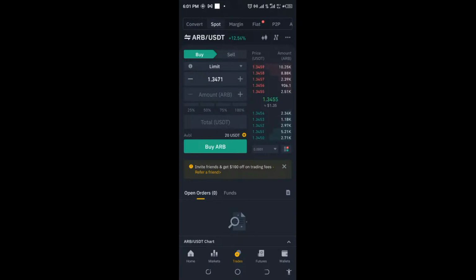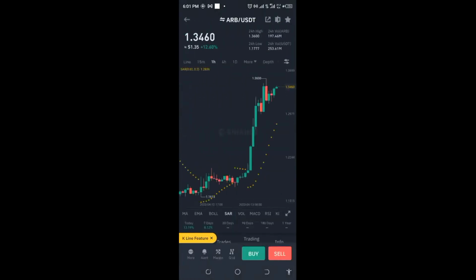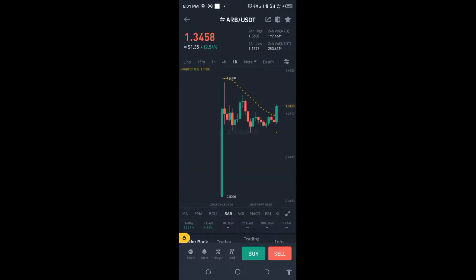We are going to be using ARB-USDT. All right, let's go to the charts and see what we have. Now, ARB was listed a couple of days ago, and it's still in the new listing segment. So let me go to the 1-day chart. You can see how it pumped so high when it was listed. Wow, it was really a good one. Anyways, let's see how it is for today. Let's look at the 1-hour chart.